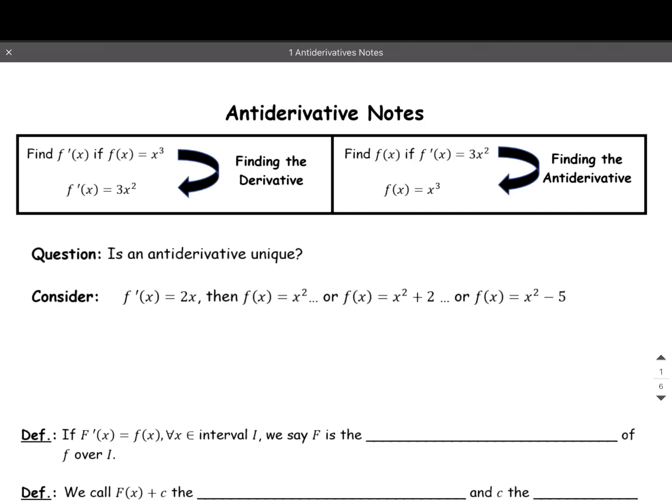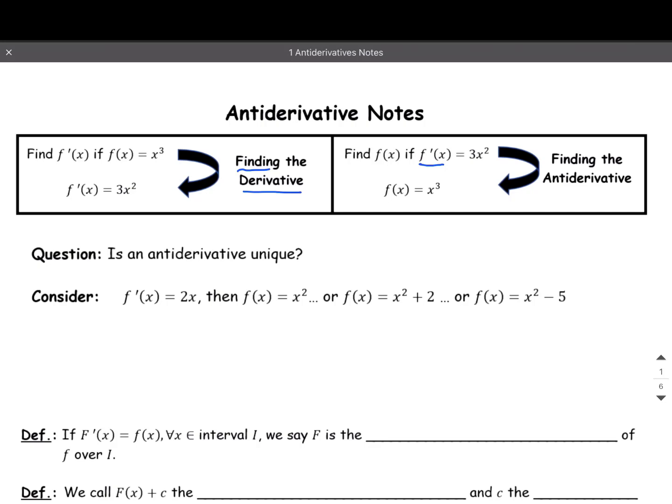Today we're going to talk about antiderivatives. So far, for the most part, we've been finding derivatives. If I give you a function f of x equals x cubed, you take the derivative, and f prime of x is 3x squared. With antiderivatives, we go the other way. We start with the derivative, and we find the function. So we find f of x if we know that the derivative f prime of x is 3x squared. Then we can say that the function is x cubed.